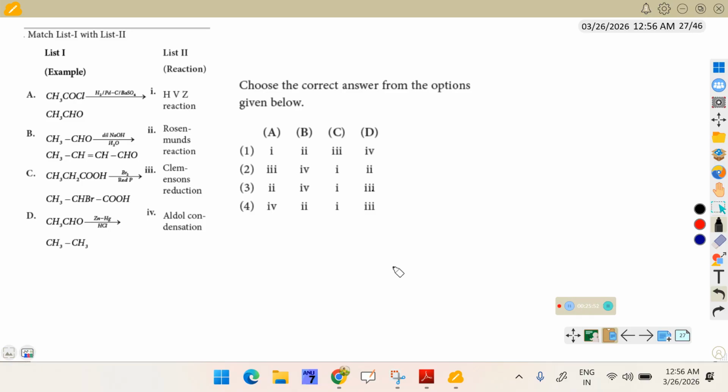Match the following. Acid chloride reacts with H2, Pd-BaSO4, then it gives aldehyde. A is Rosenmund reduction, only one option. Now cross check the remaining. CH3CHO with dilute NaOH, aldol condensation, correct. CH3CH2COOH, carboxylic acid with alpha hydrogen atom participates in HVZ reaction. CH3CHO with zinc amalgam, Clemmensen reduction.